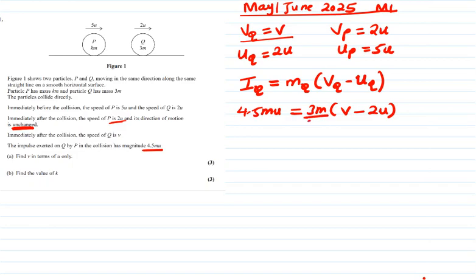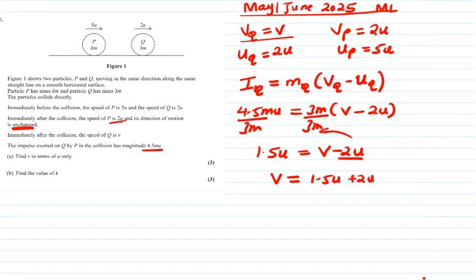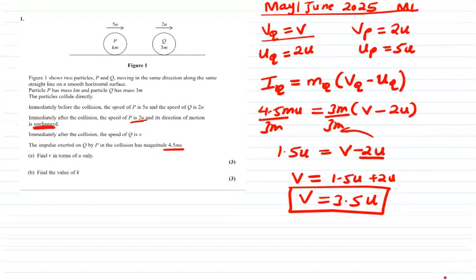Dividing both sides by 3m gives us 1.5u, which is equal to v minus 2u. And this gives you v as 1.5u plus 2u, taking the 2u to the other side. So v is equal to 3.5u, and that is the expected solution for the first part of this question.